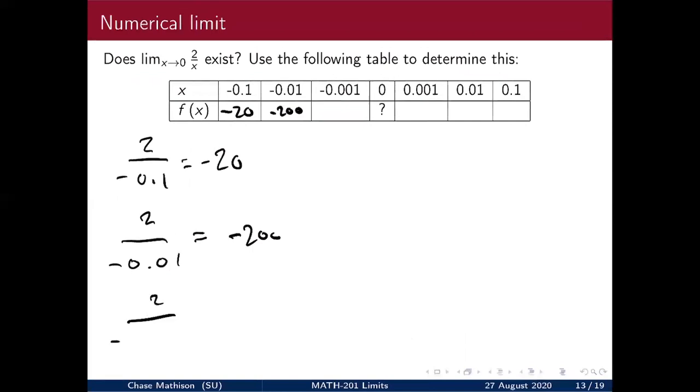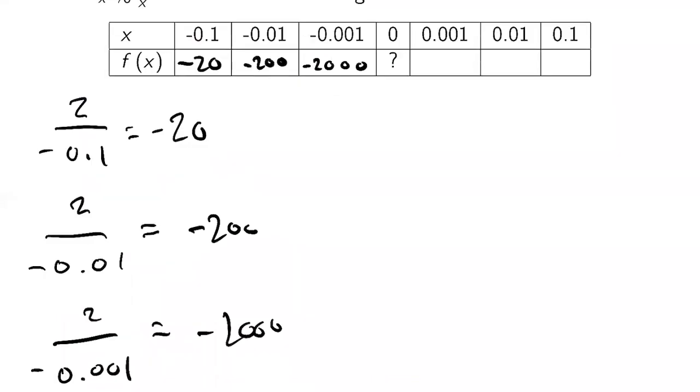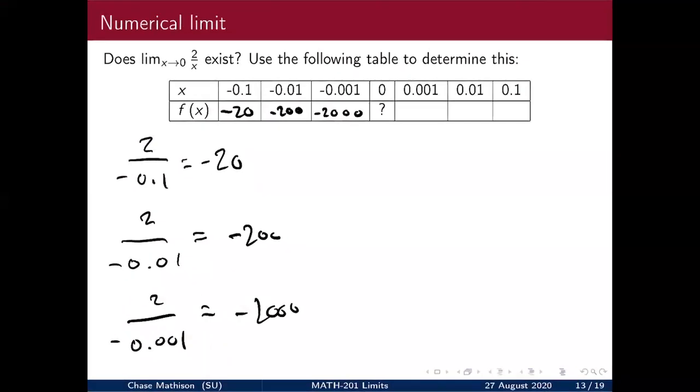And then 2 over negative 0.001, well, what's that value? Negative 2,000, perfect. You guys can see patterns. So even there, those values are getting very, very big in the negative direction. Seems like something's fishy. What about from the right?